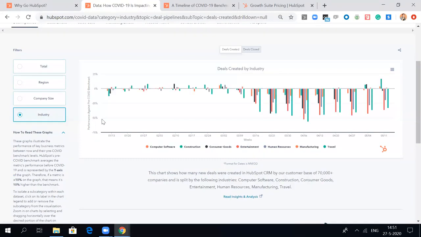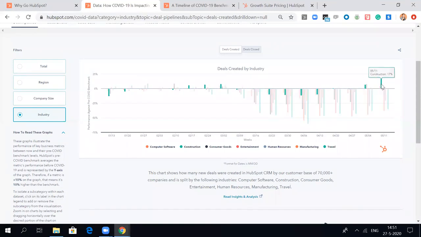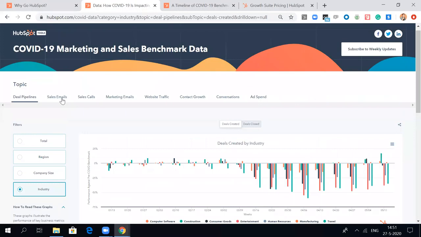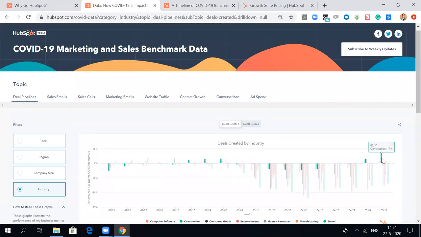So as we can see here, the deal pipelines of construction companies have actually been going up in the beginning of May. So yes, they've sent out a whole lot of emails, but they did actually grow their pipeline by around 20% compared to the previous year.